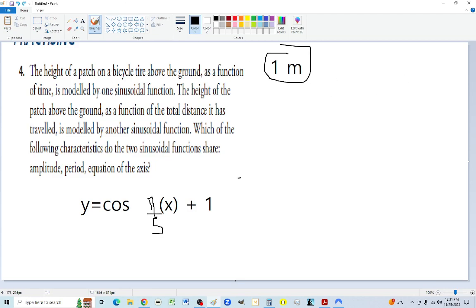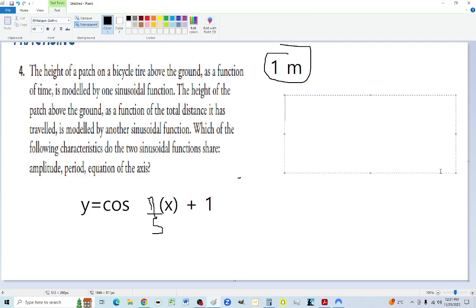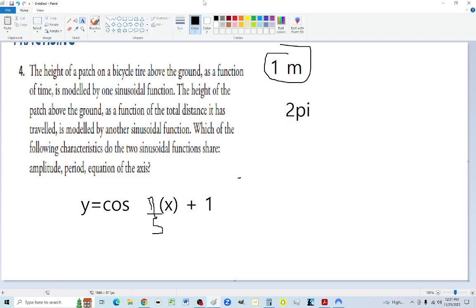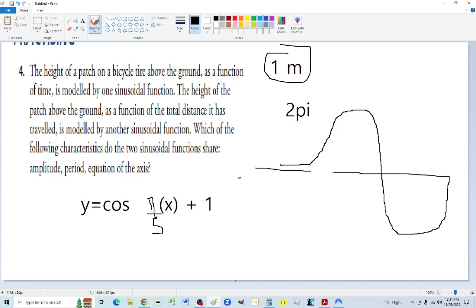The next sinusoidal curve is the function of the total distance it traveled. So let's find out how far that patch travels in 10 seconds. Well, it's going to go 2 pi times r, which is 1. It's going to travel 2 pi, so it's going to travel a period all the way around of 2 pi. So the distance traveled on a sinusoidal curve will be up off the ground and down and up again.